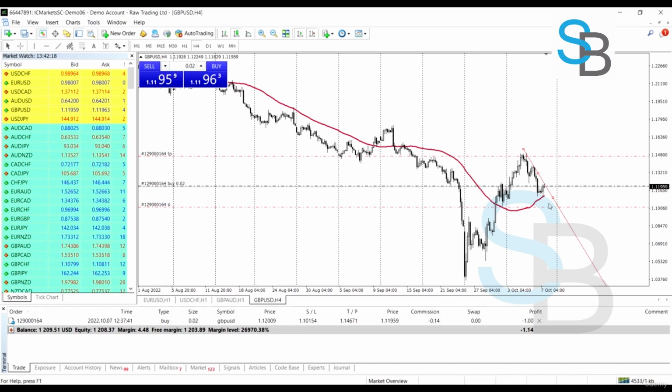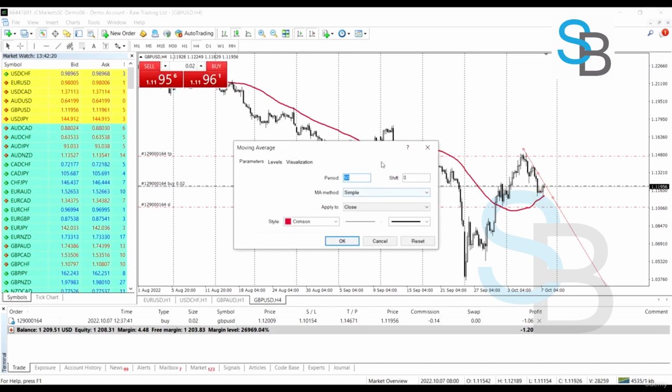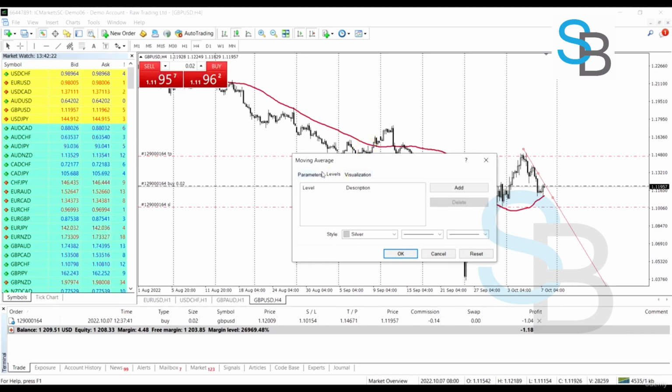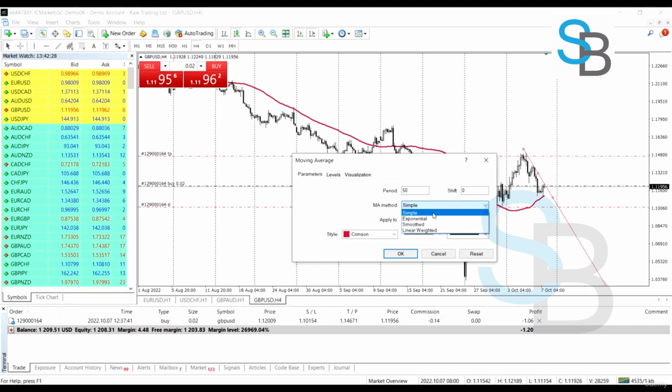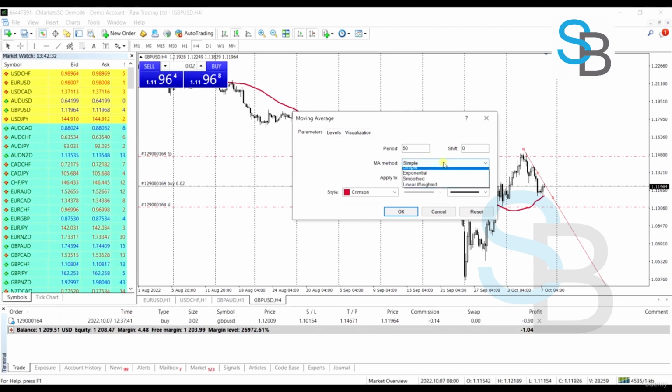And of course there are different types of moving averages. We have the exponential, we have the smoothed, and we have the linear weighted. But I usually just use the simple moving average. You could explore the others if you want, but I usually use the simple moving average, and the simple moving average can actually give you all you need.